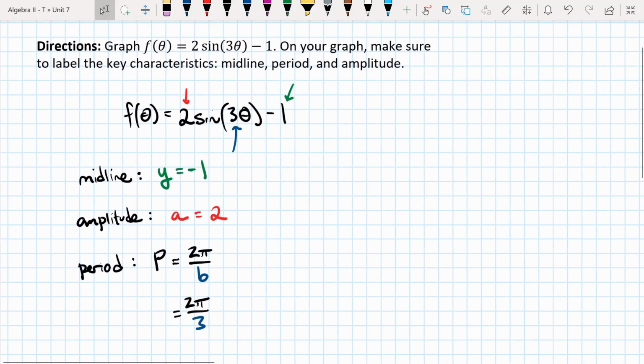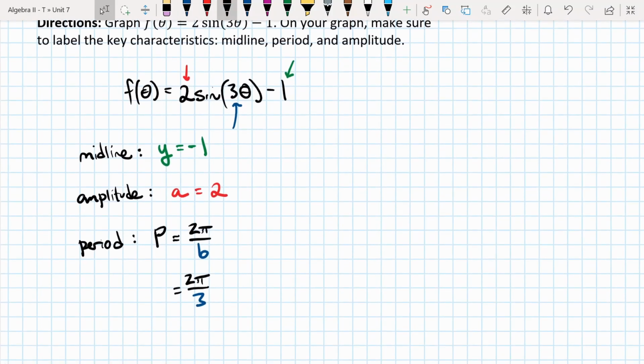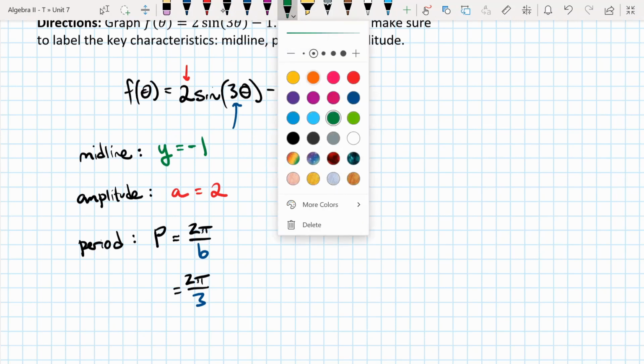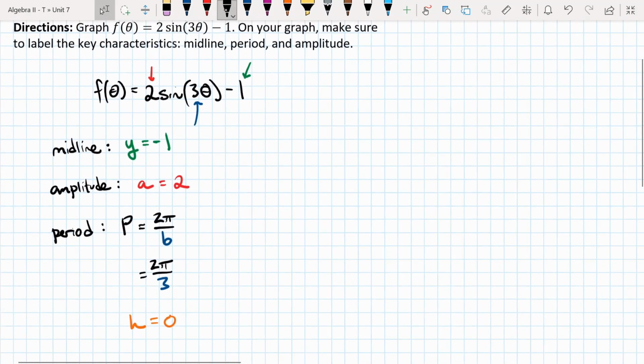Before we graph it, let's recognize there's actually no horizontal shift here. There's nothing that's being added or subtracted to the variable on the inside. So lastly, the h value, I'll make it orange. The h value here is 0. Okay, now let's try and graph this.